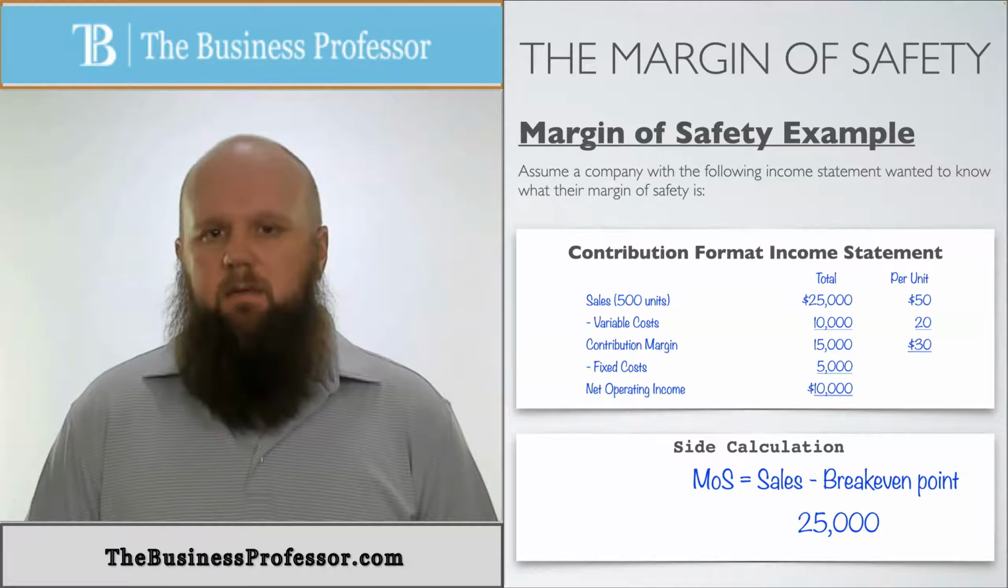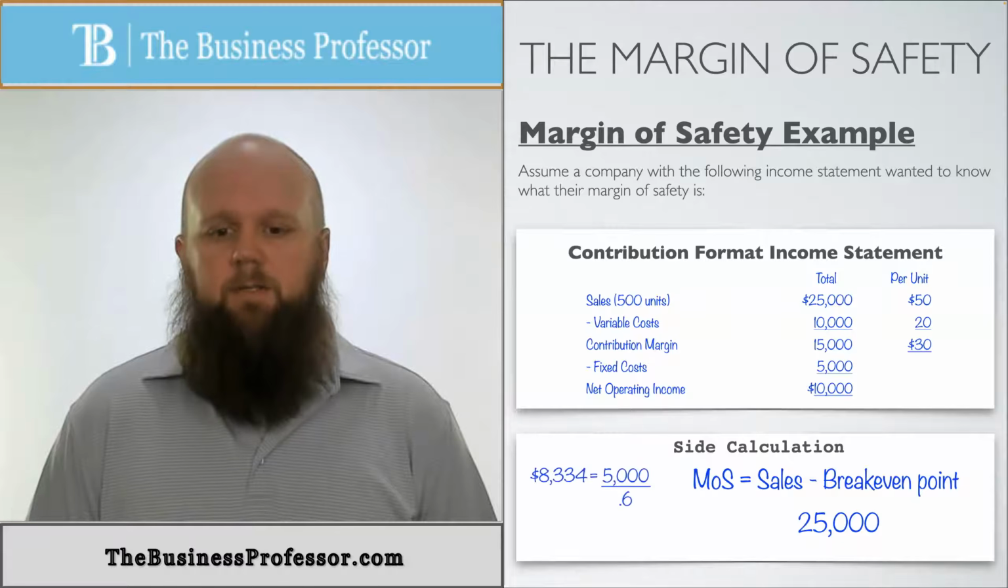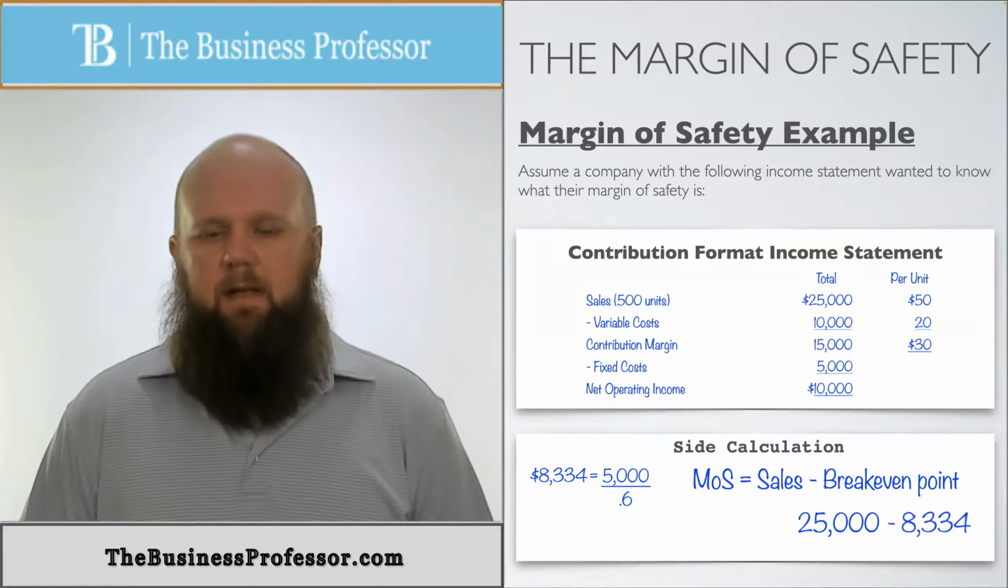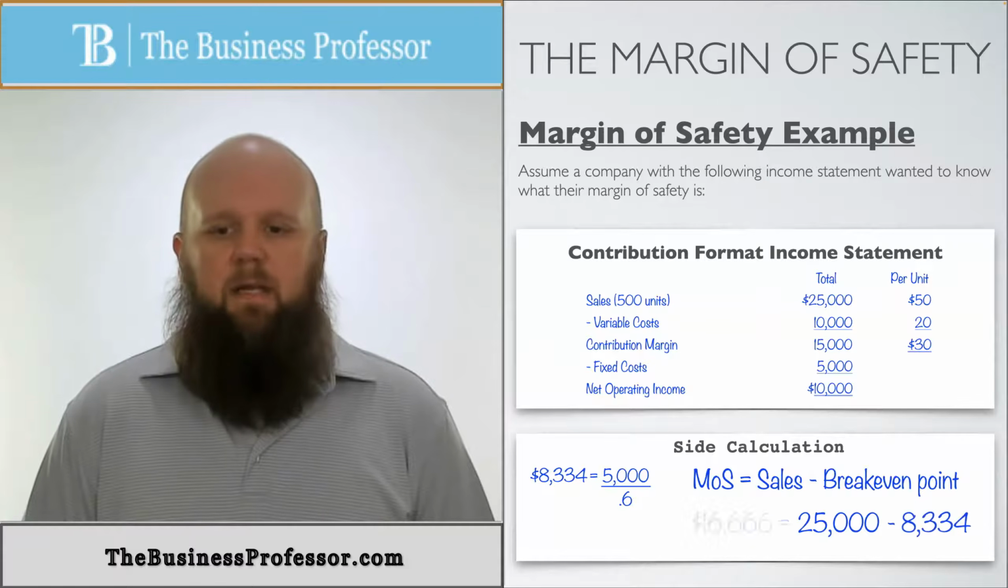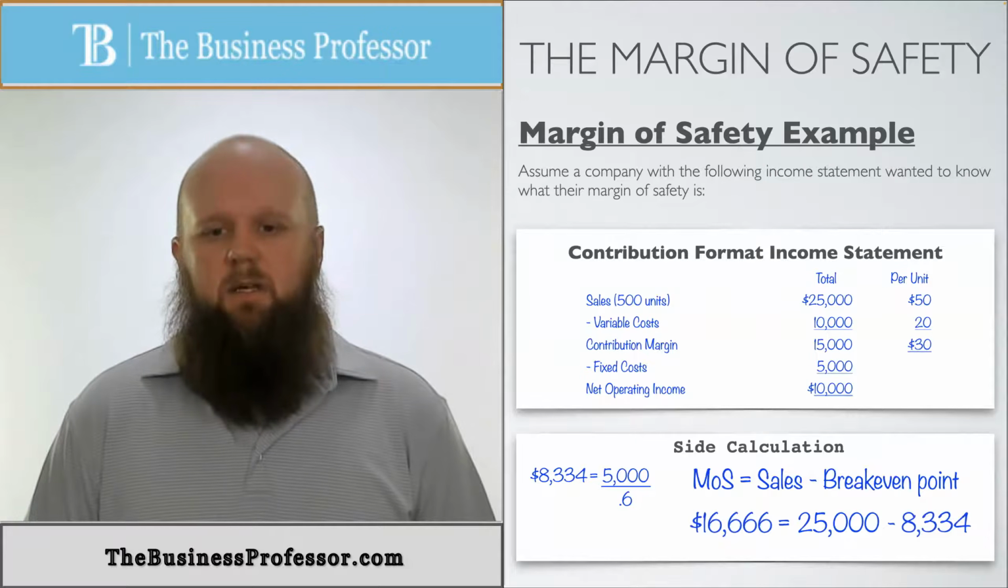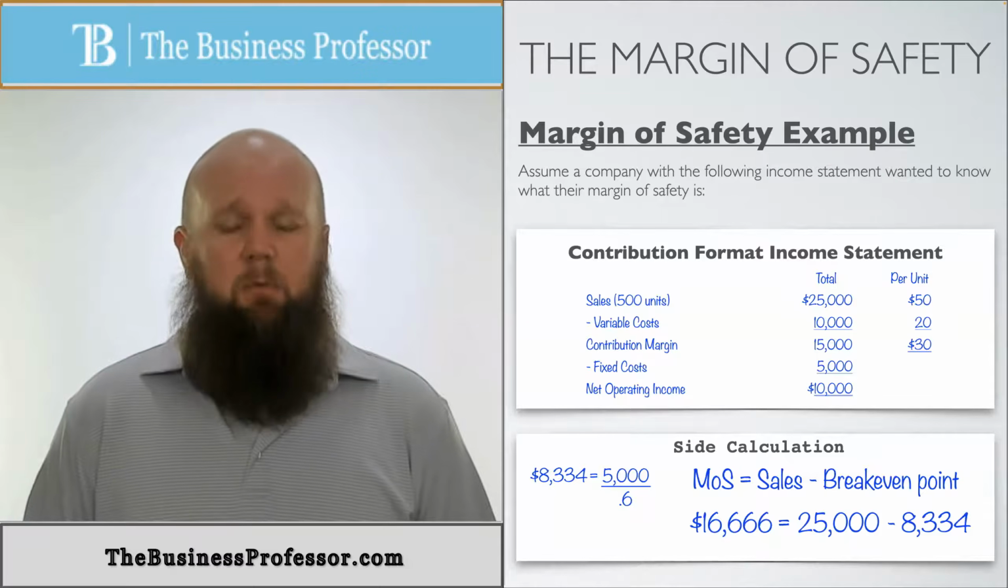We know it's FC, fixed cost, divided by the contribution margin ratio, because we want it in dollars. So it's going to be 5,000 divided by 0.6. That's going to give us 8,334. So subtract that out of the 25,000. That's going to give us a margin of safety of $16,666. Now, what does that mean?